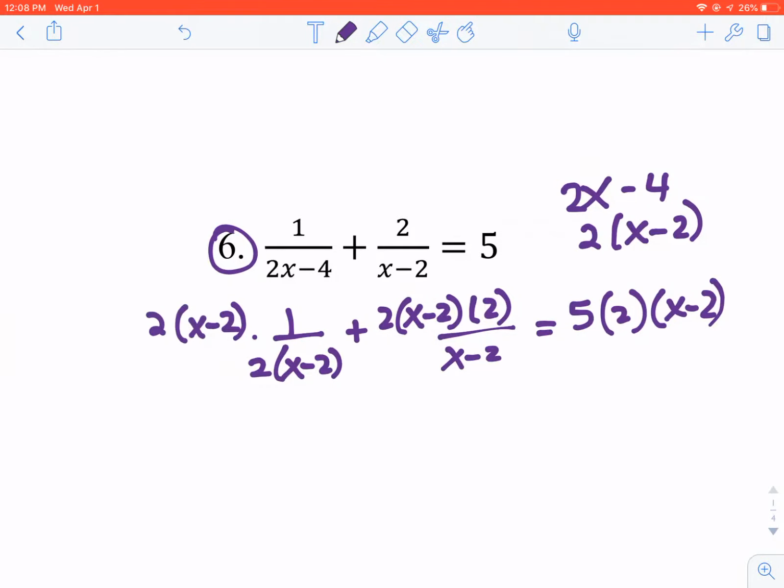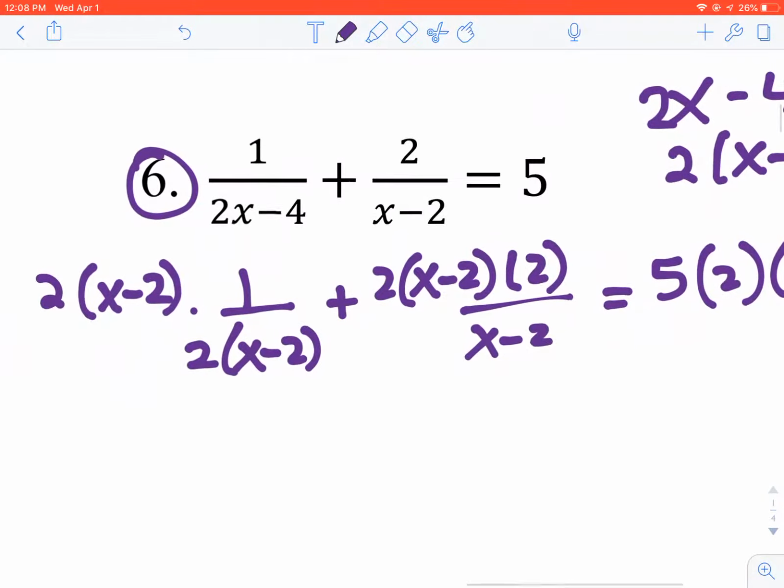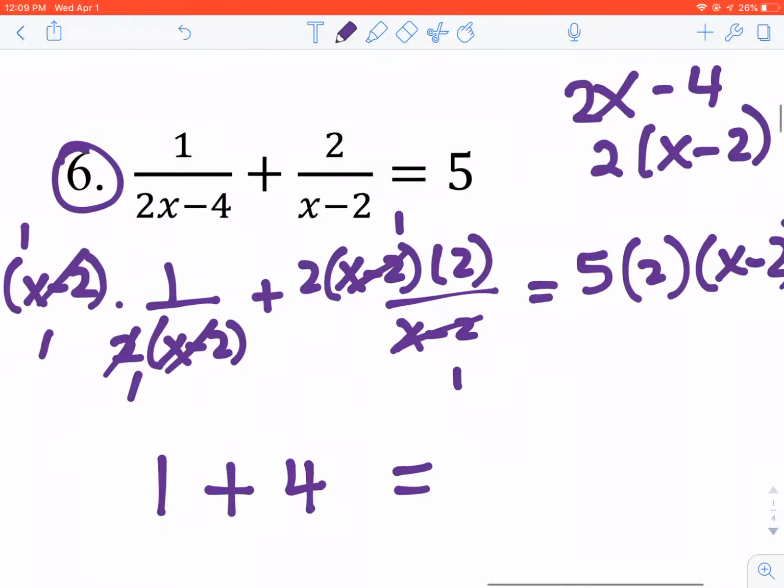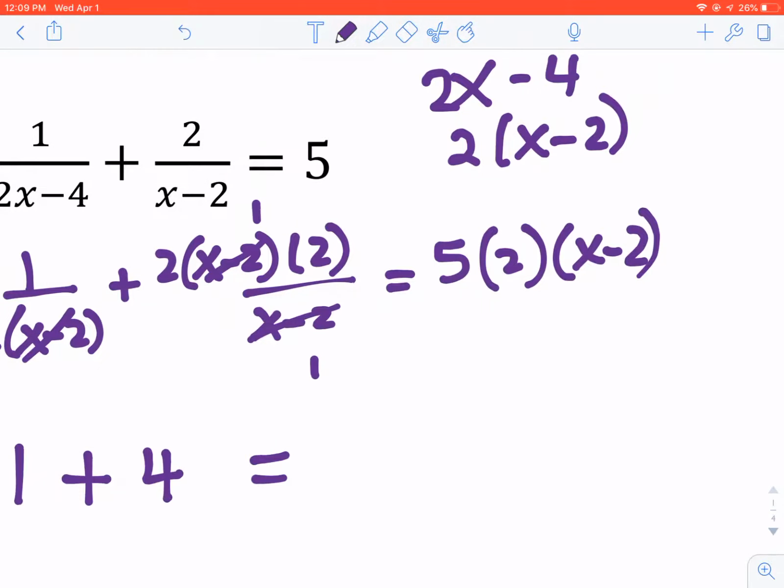So now I look at this and I'm going to do some canceling. In this first fraction, everything cancels away. So I have just a 1 plus the x minus 2 cancels here. So 2 times 2 makes 4 equals, on this end, nothing cancels. So this is 10. So 10 times x is 10x, and 10 times 2 is minus 20.